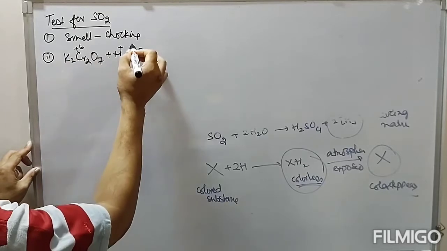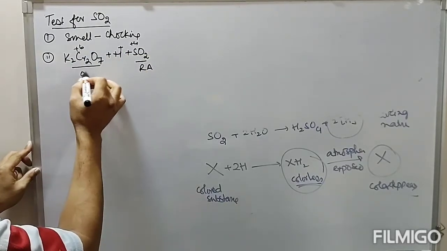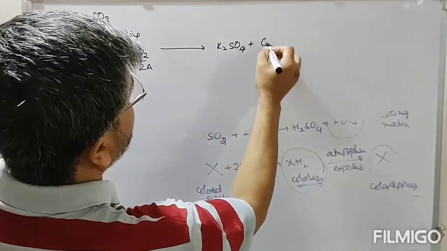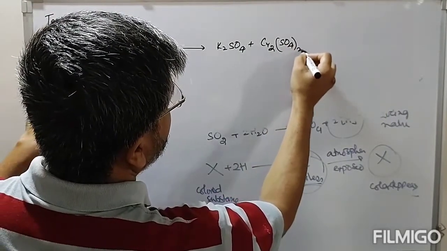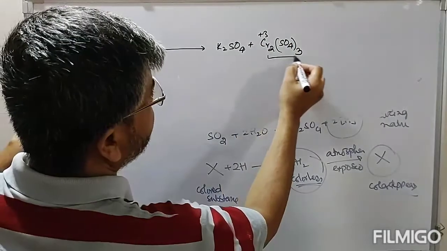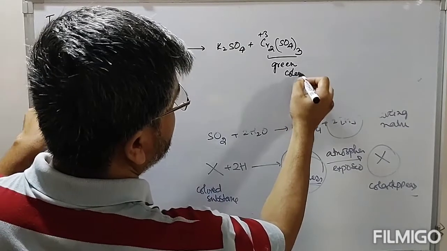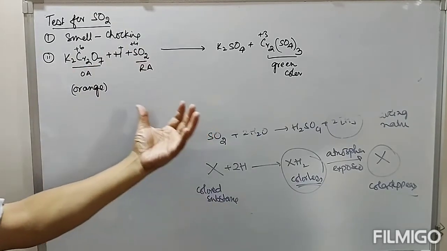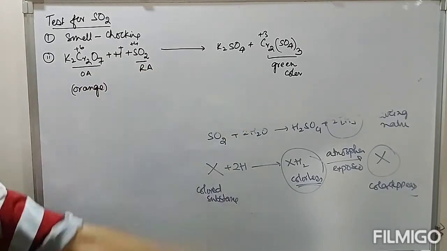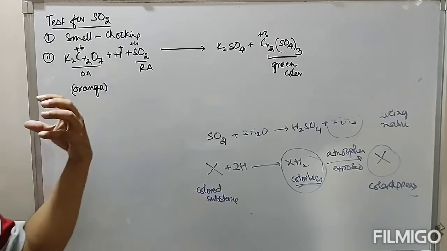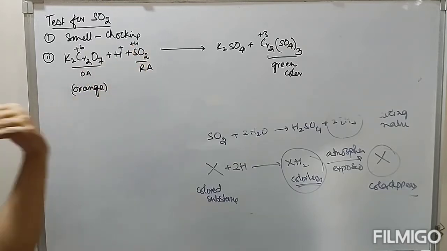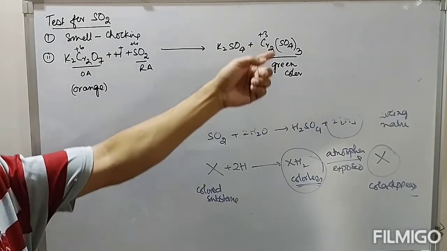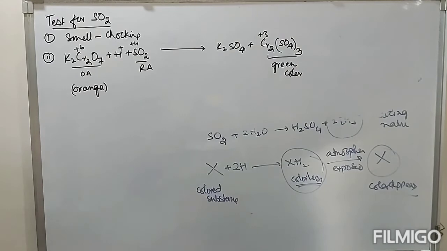So chromium is plus 6, sulfur is plus 4. So this is the reducing agent, this is the oxidizing agent. When this reacts, it gives you potassium sulfate and chromium sulfate. So chromium is changing from plus 6 to plus 3. This chromium sulfate, chromium in plus 3, is green color. This is orange. So this reaction is nothing but a reducing agent, oxidizing agent reaction. When we pass sulfur dioxide gas through acidified dichromate solution, color changes from orange to green, due to the formation of chromium sulfate, with chromium in plus 3 state showing green color.